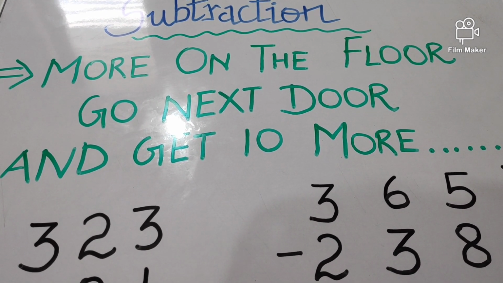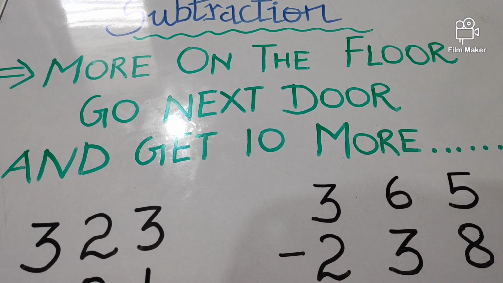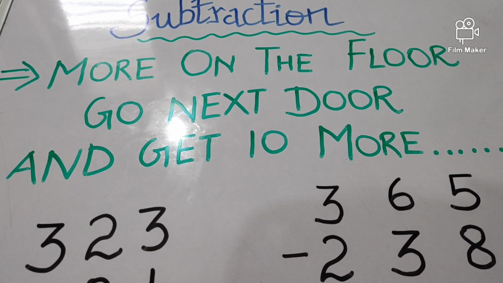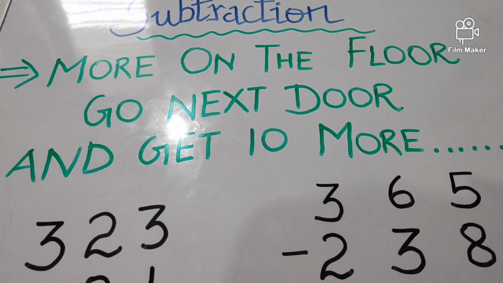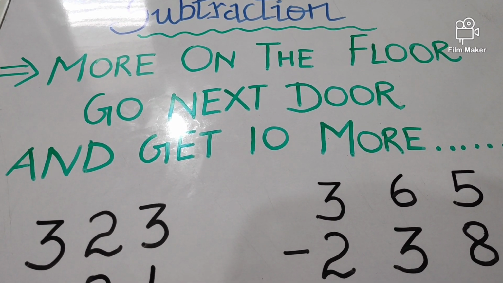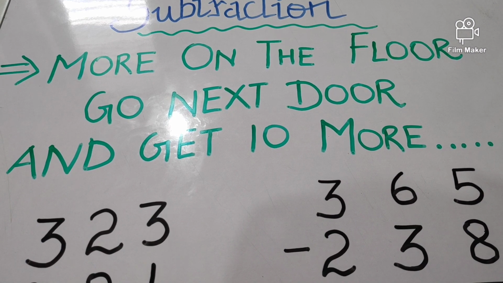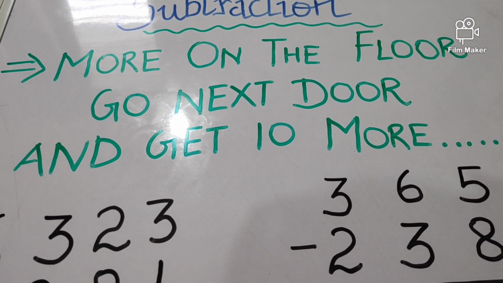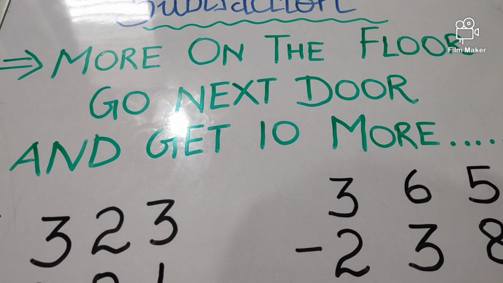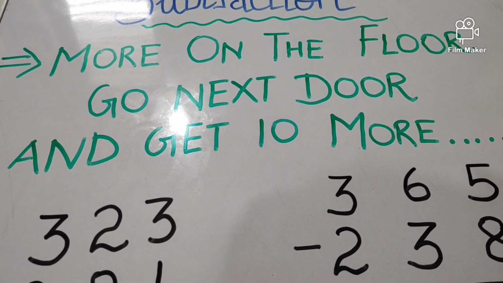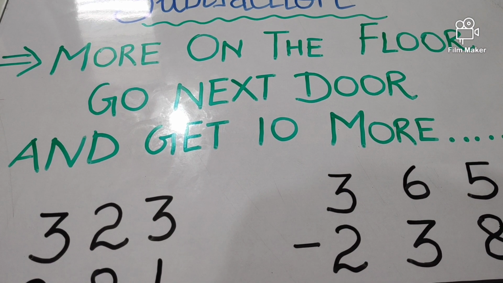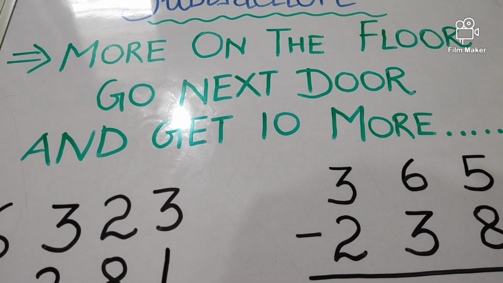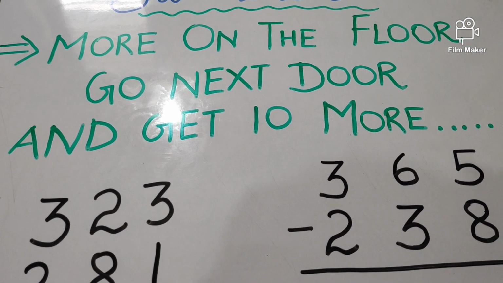So I am making this video so that you are clear with the concepts. Alright? You remember the two lines which I have made you learn. On the floor, go next door and get 10 more. So children, whenever you get a question, check whether the number is more on the top or on the floor. Alright? So let's take one example.